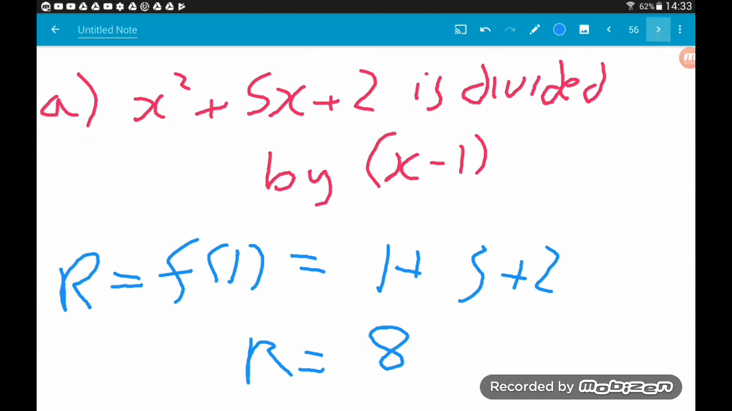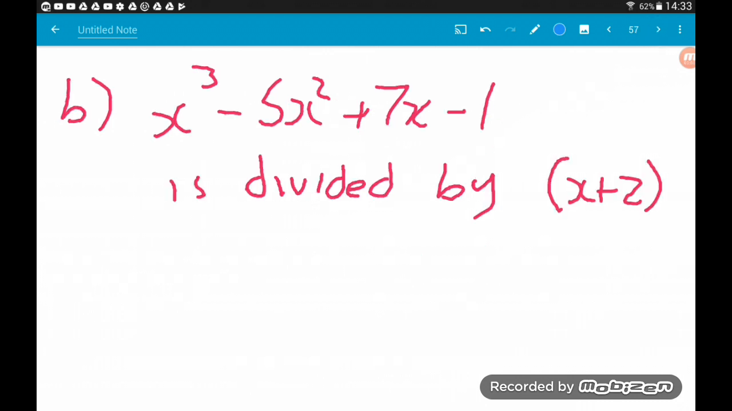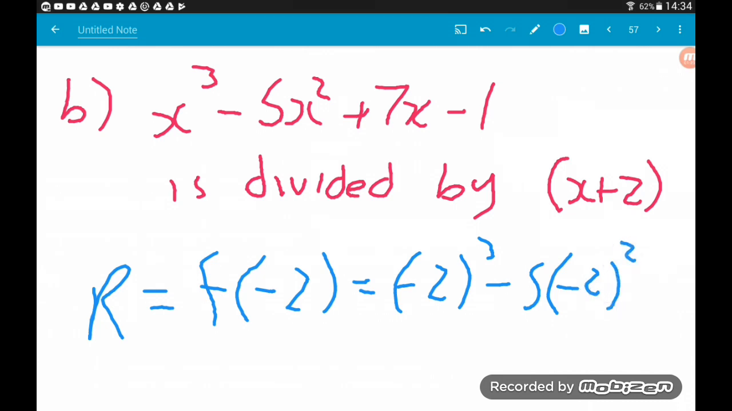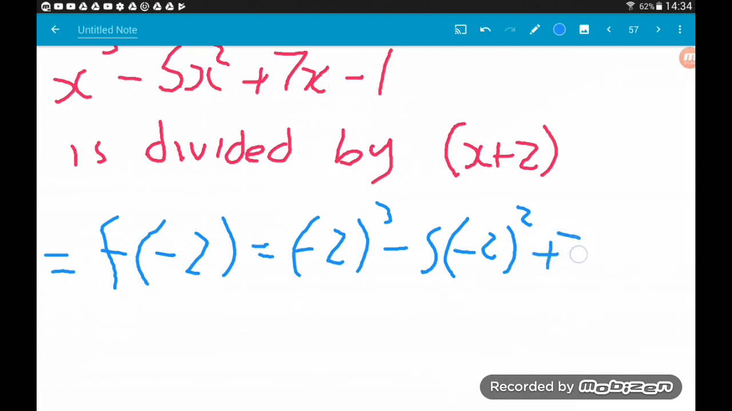Good times. Second example, we want to find the remainder when x cubed minus 5x squared plus 7x minus 1 is divided by x plus 2. So we're dividing by x plus 2. The remainder then is going to be f of minus 2. So we're going to get minus 2 cubed. Again, be very careful with the negatives and powers. Minus 5 lots of minus 2 squared, add 7 lots of minus 2, and then minus 1 on the end.